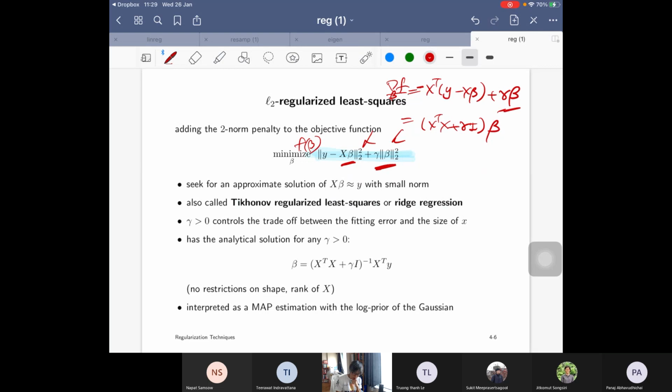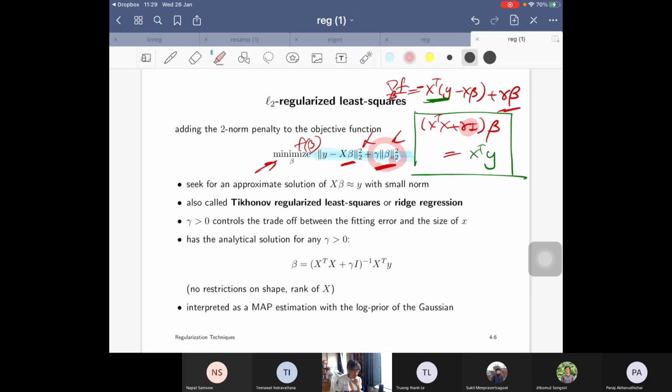Now what I'm going to do on the gradient is set it to 0, because that is the optimality condition for minimizing f. If I move this term to the other side of the equation, that is x transpose y. So you see that this equation is very similar to the normal equation of the least squares, but you have an additional term that comes from the L2 regularization.